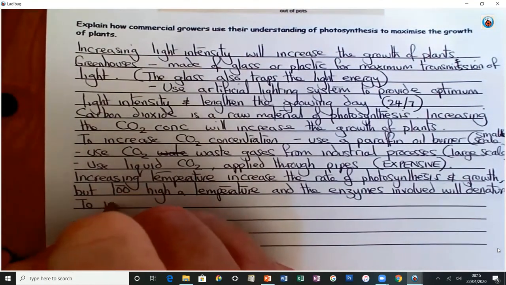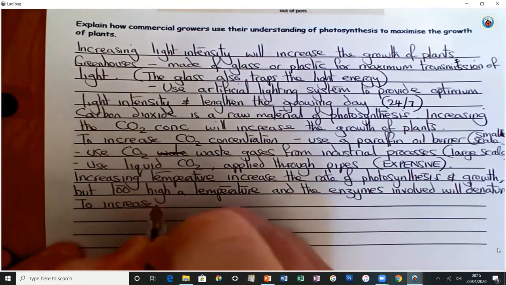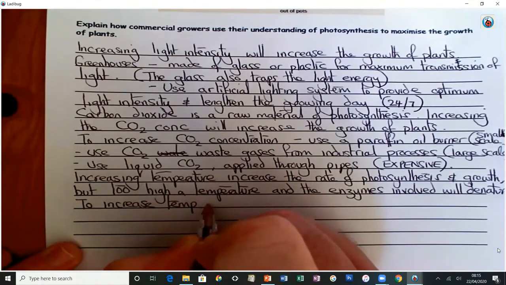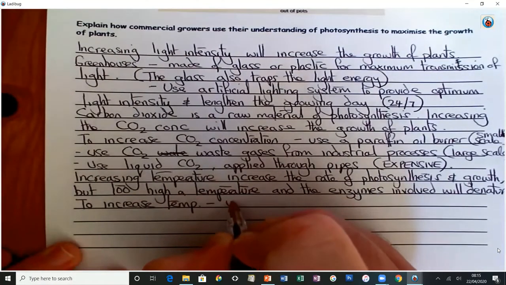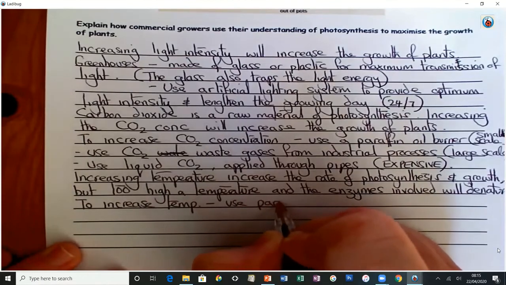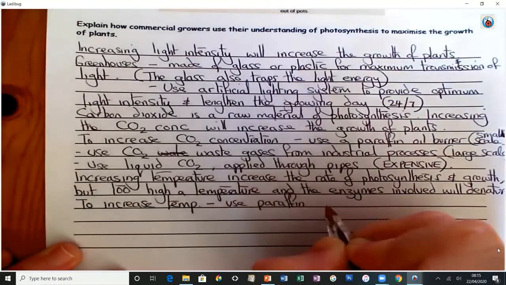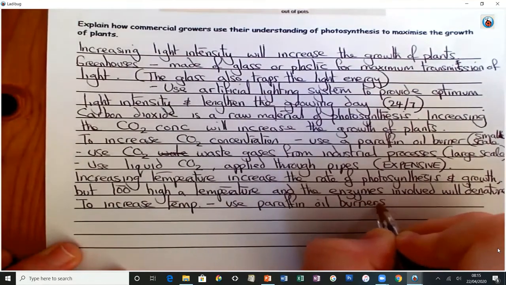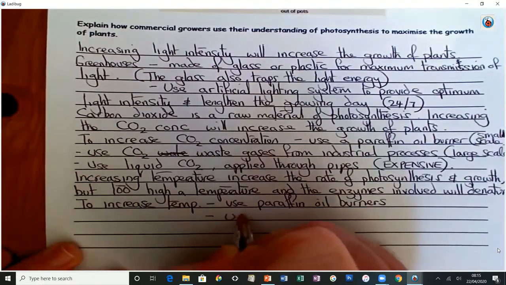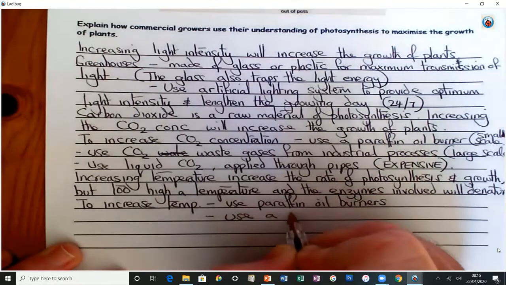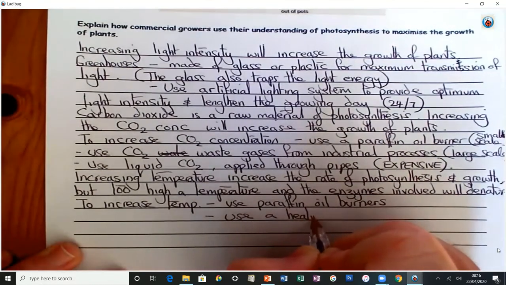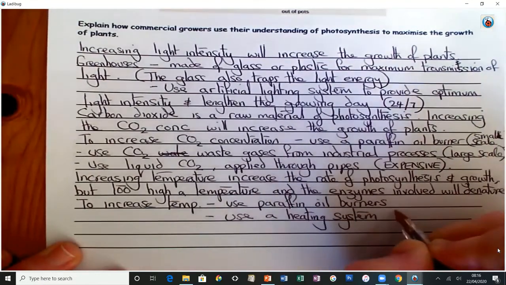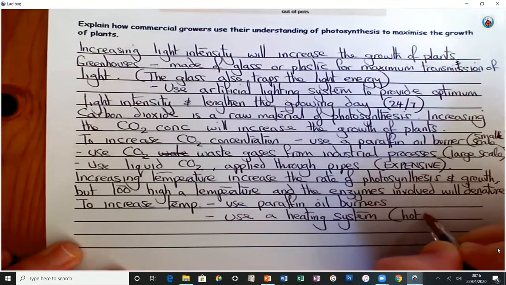To increase temperature, use paraffin oil burners or use a heating system. Hot water pipes.